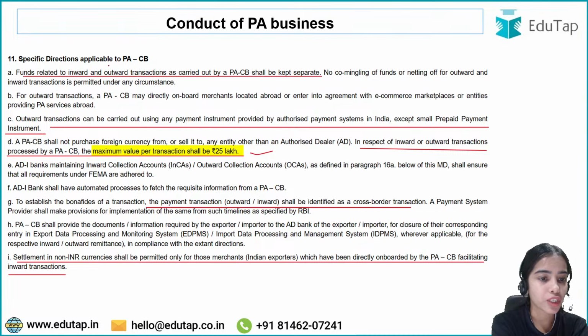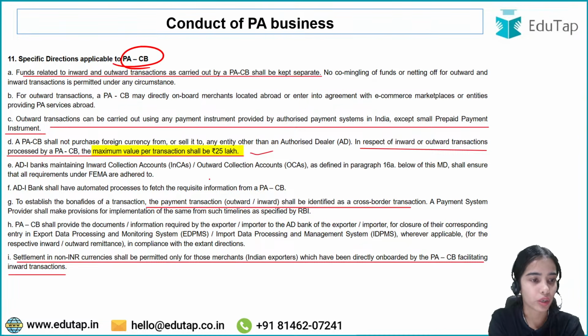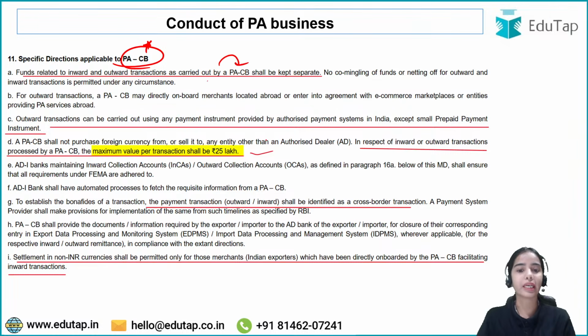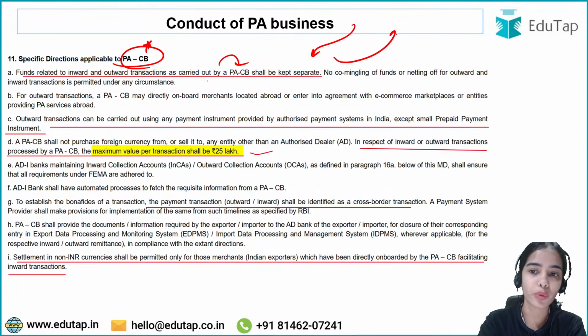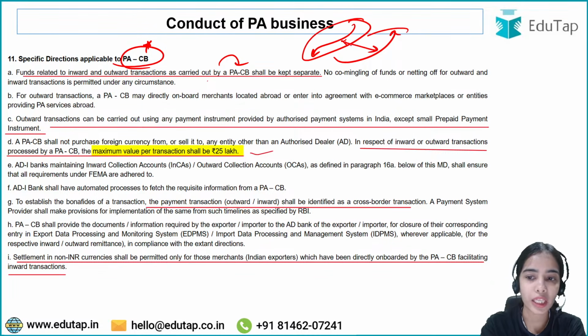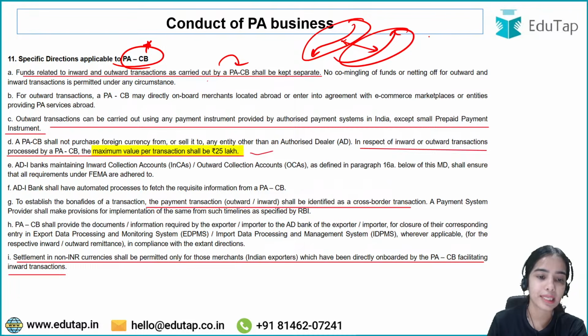Specific directions applicable to payment aggregator cross-border. For the cross-border, there are specific directions, there are specific limits that have to be kept in mind. Funds related to inward and outward transactions as carried out by a payment aggregator cross-border shall be kept separate. So inward transactions and outward transactions should not be mingled up. The amount of inward transactions and the amount of outward transactions shall be kept separately. That is the basic idea.